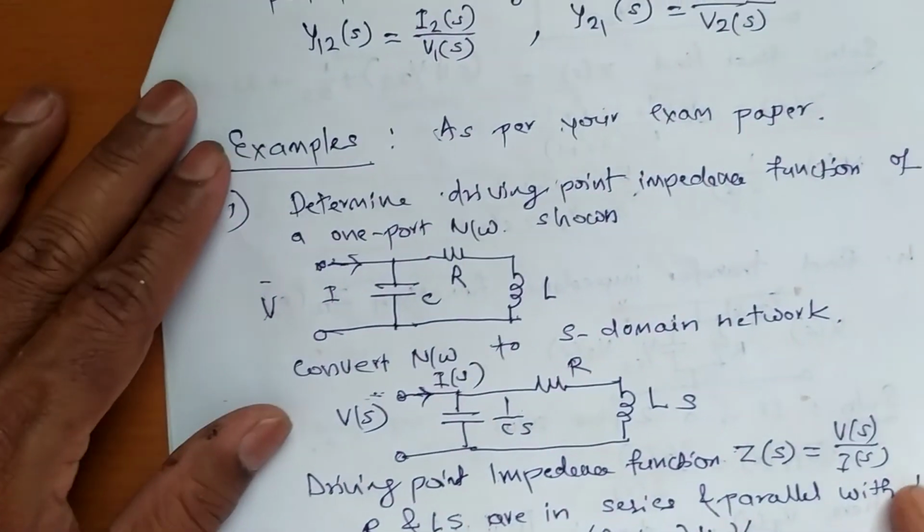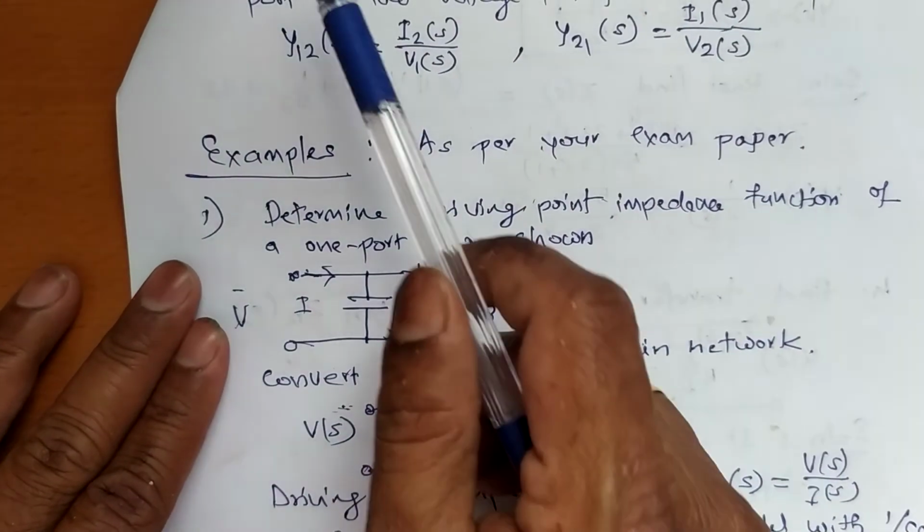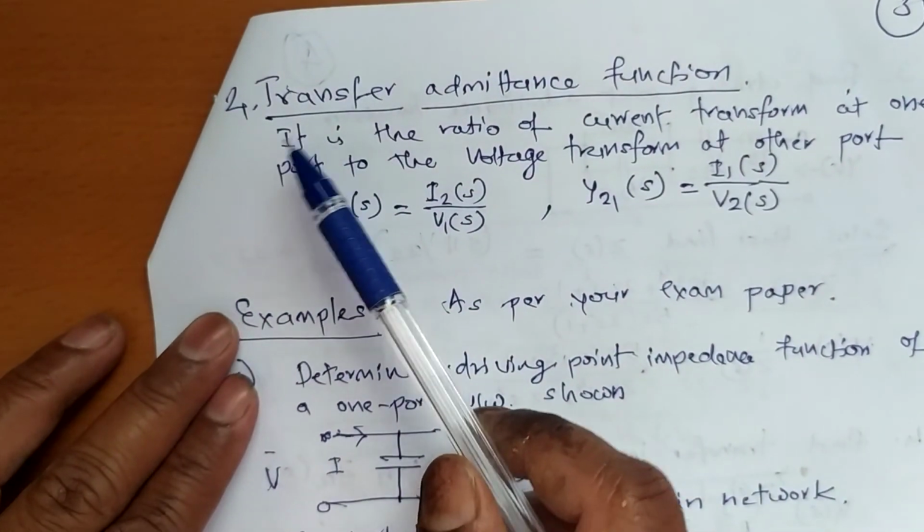Then fourth type, can you see it? Okay, can you see it?